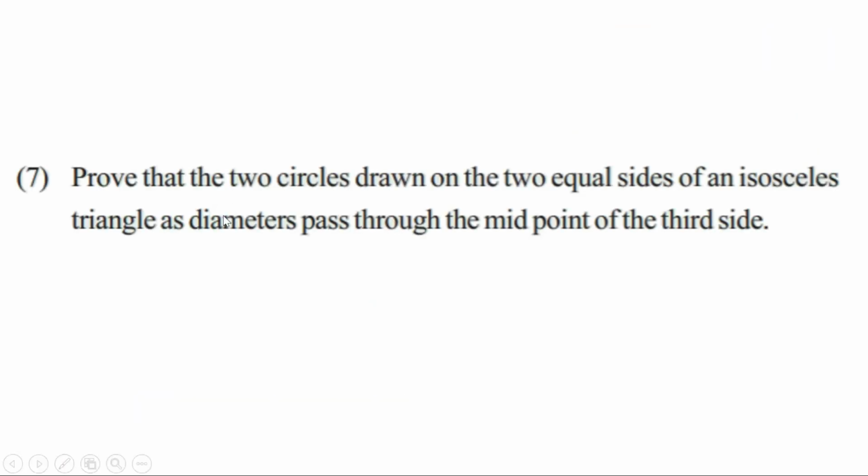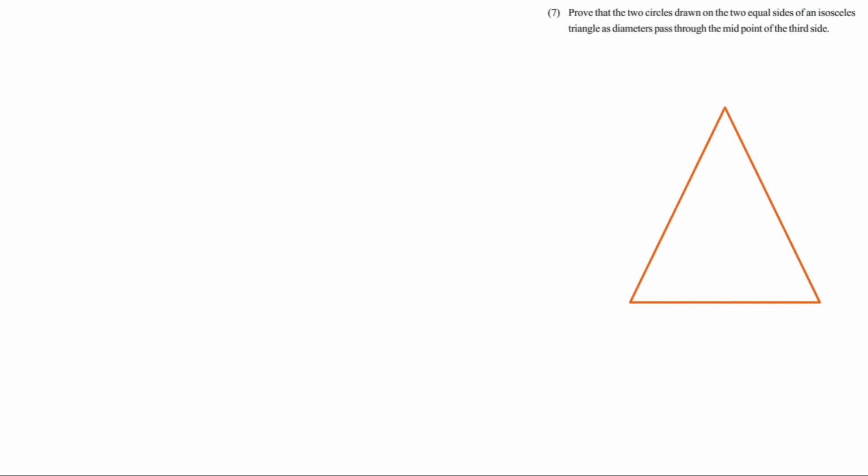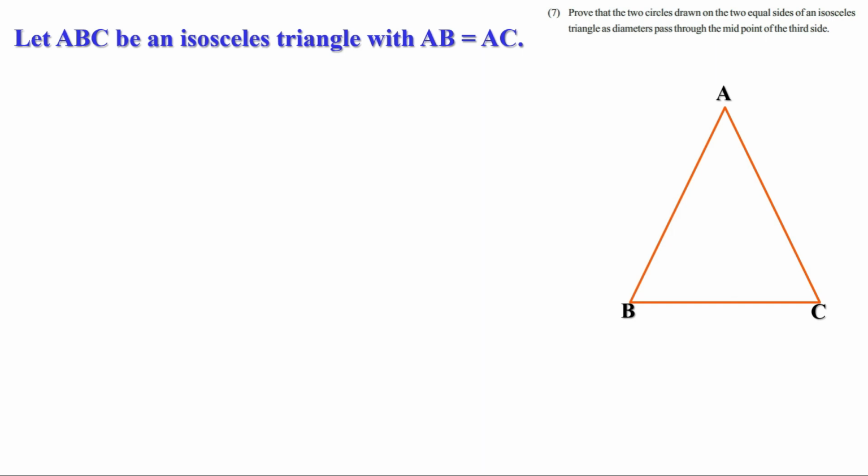Seventh problem: prove that the two circles drawn on the two equal sides of an isosceles triangle as diameters pass through the midpoint of the third side. Let us take an isosceles triangle at first. Let ABC be an isosceles triangle in which AB and AC are equal. Now let me draw a perpendicular from A to BC. Let it meet at D.